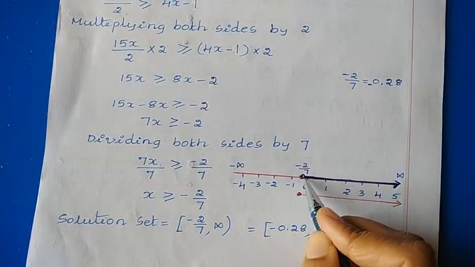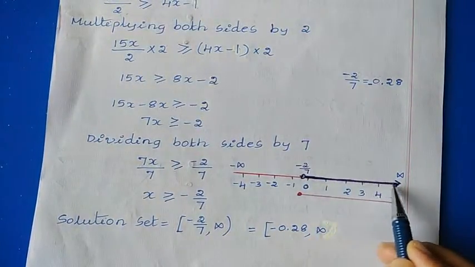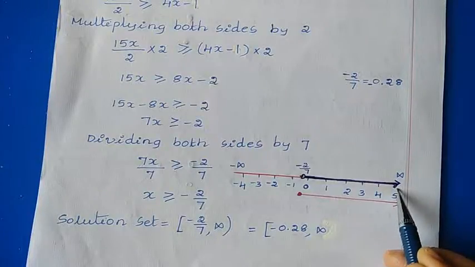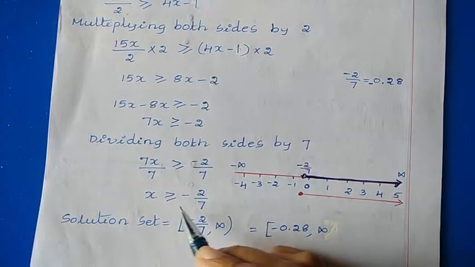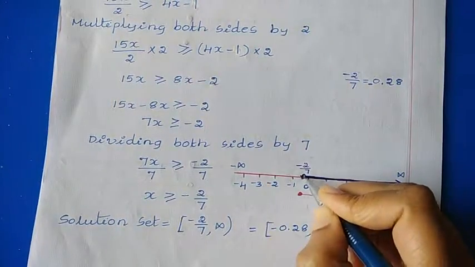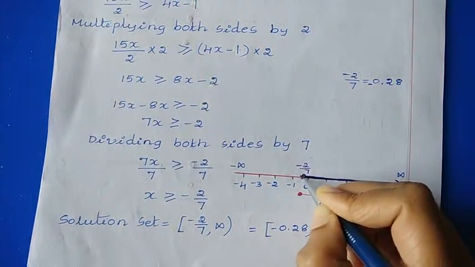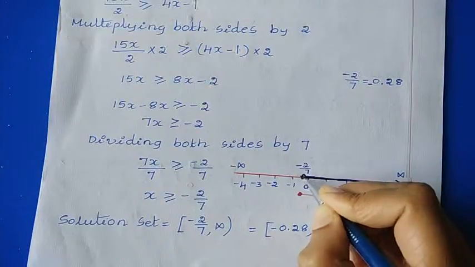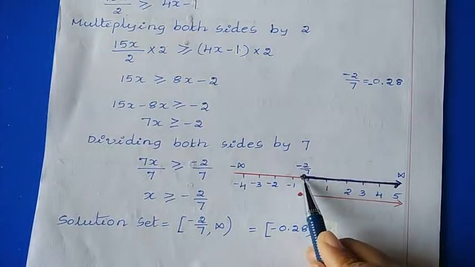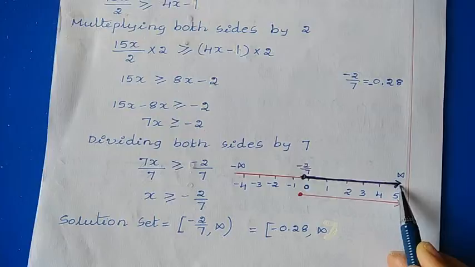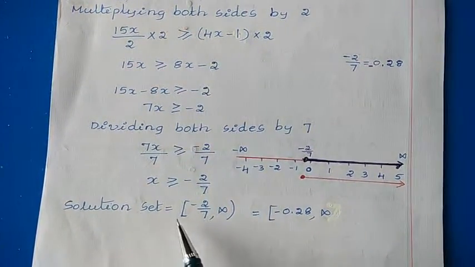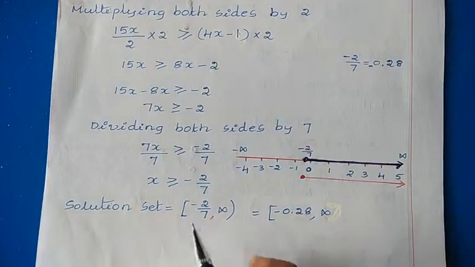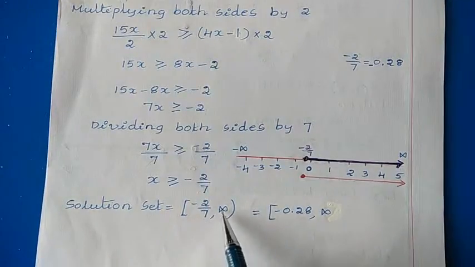So that means from here all the values we have to consider up to plus infinity. So here also there is greater than or equal to. That means I have to use the solid circle here, not the hollow circle. Then from here up to here I can represent the values on the number line. And then the solution set you can write like this way, which is minus 2 by 7 comma infinity.